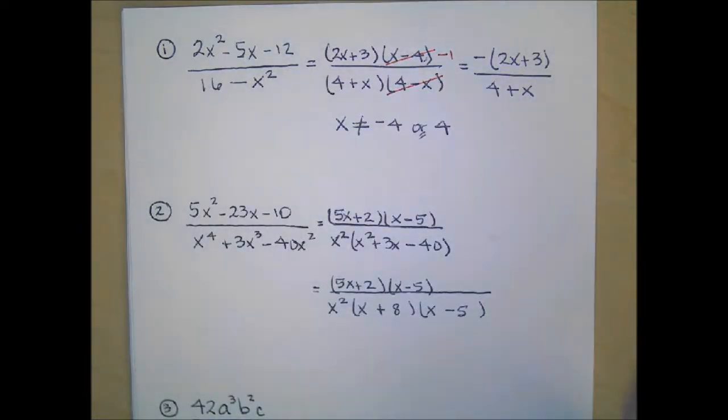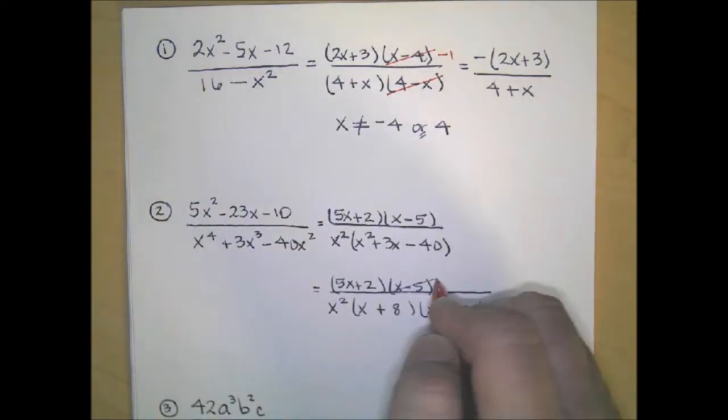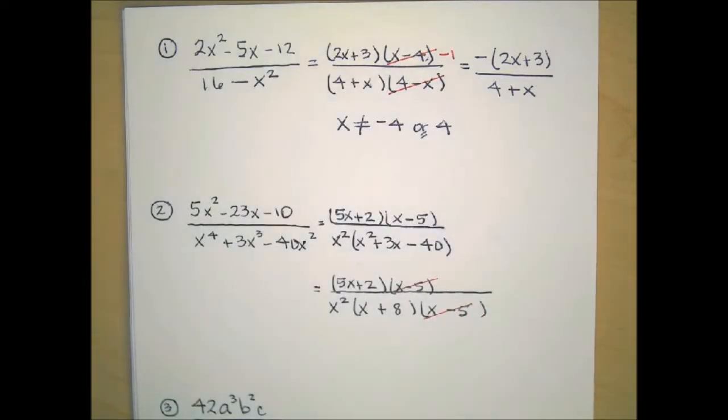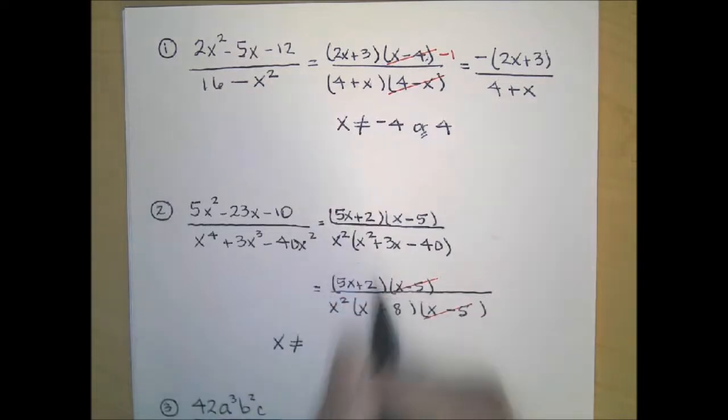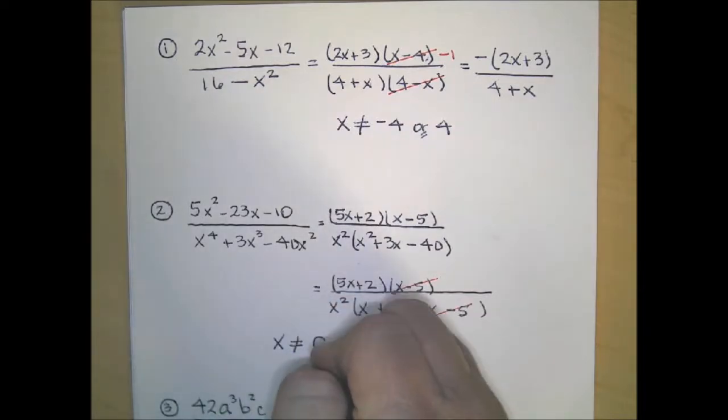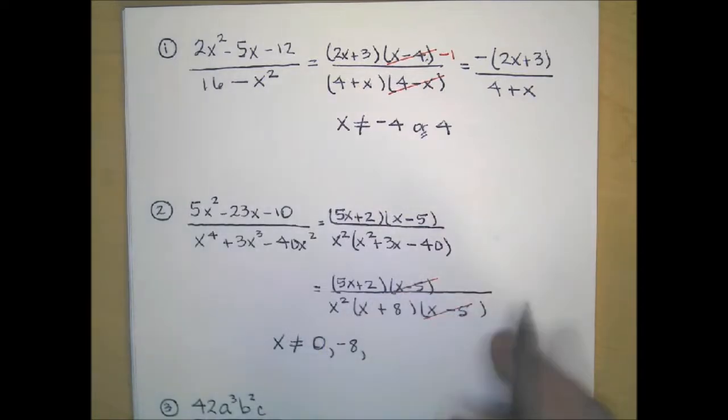Now it's just a matter of finding your factors that reduce to 1 or cancel. Okay, so x minus 5 and x minus 5. And what you're left with is pretty much the answer right there: 5x plus 2 over x squared times x plus 8. Now, our restricted values or our excluded values. X cannot equal, this would be 0, this would be -8, this would be +5.